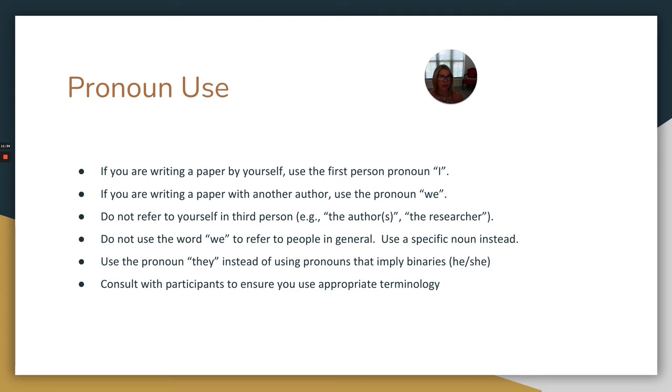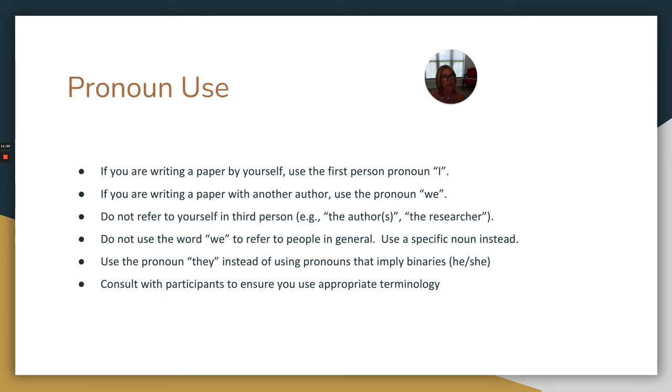Don't refer to yourself in third person as the author or the researcher. If you're writing a paper with another author, use that pronoun we. But don't use we just to refer to people in general. Use a specific noun instead. And also the word they.